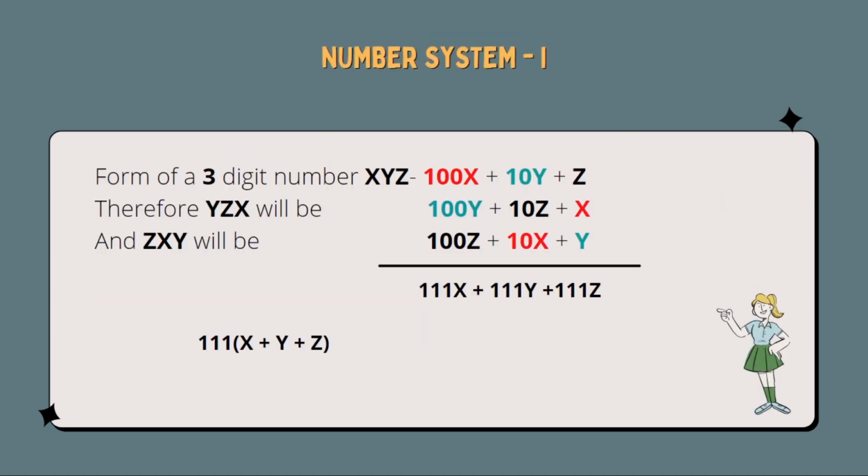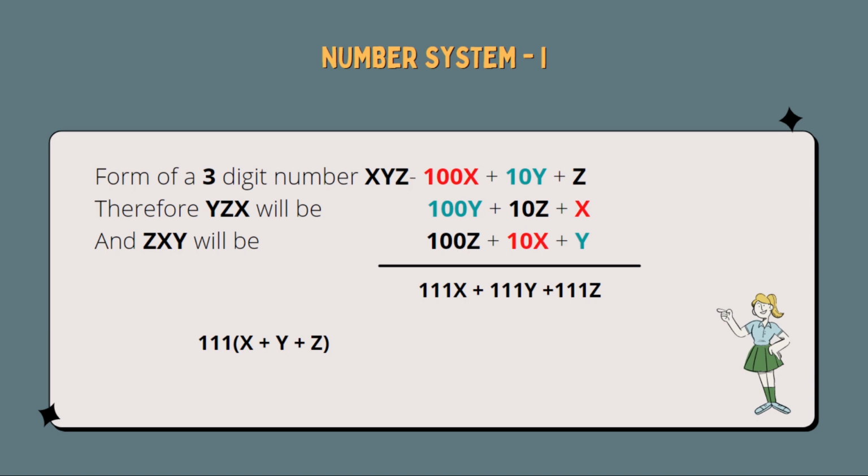So here is the solution. Now you know how to form a 3-digit number, okay? Suppose xyz is a 3-digit number. So the value of x is actually on the 100th place, so its value will be 100x. y is at the 10th place, so it's 10y. z is at the unit place, so z.